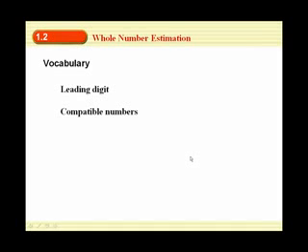This is 6th grade 1.2. Lesson 1.2 starts on page 11 of your book. The name of the lesson is whole number estimation.